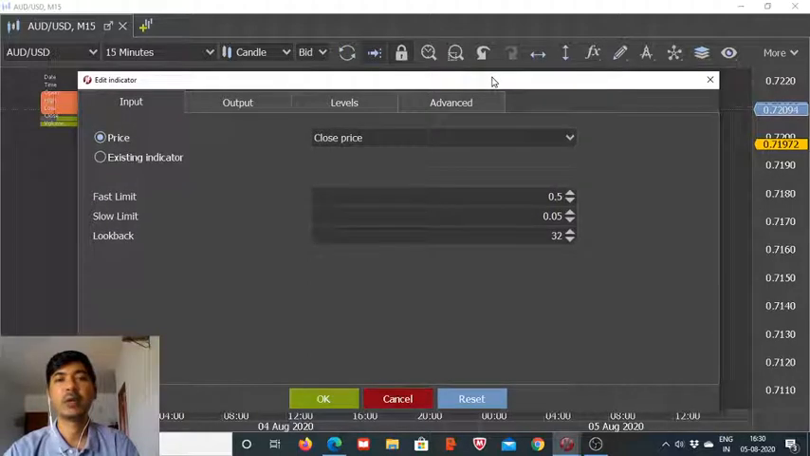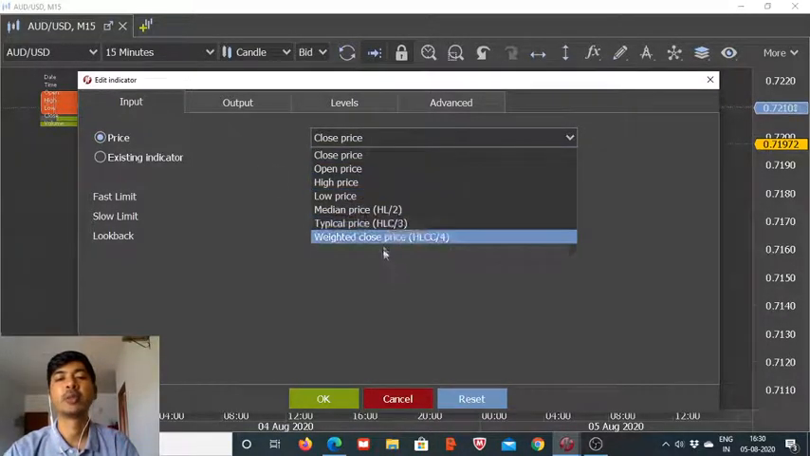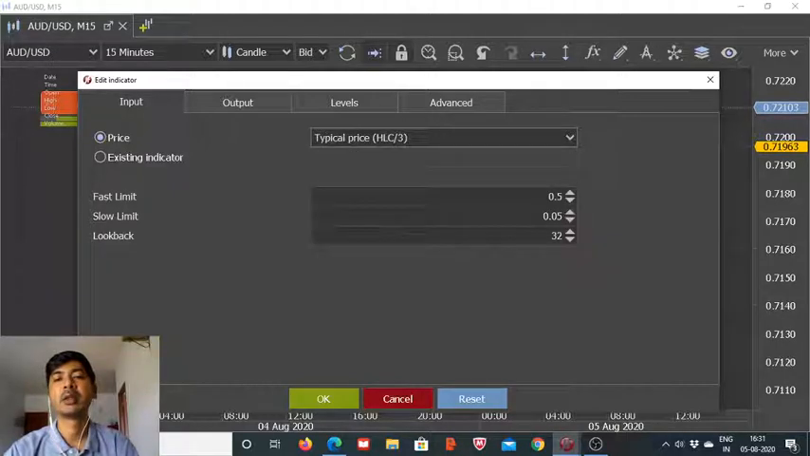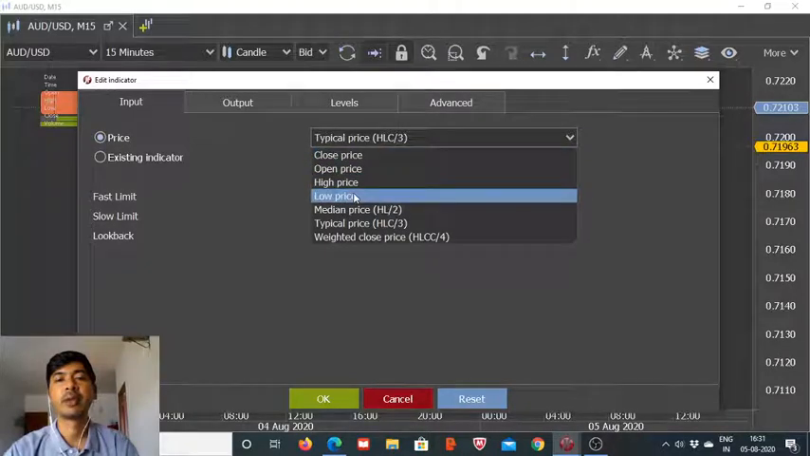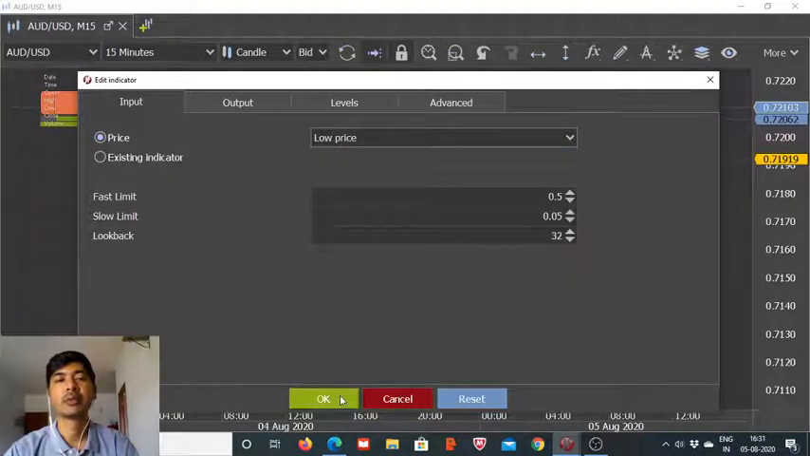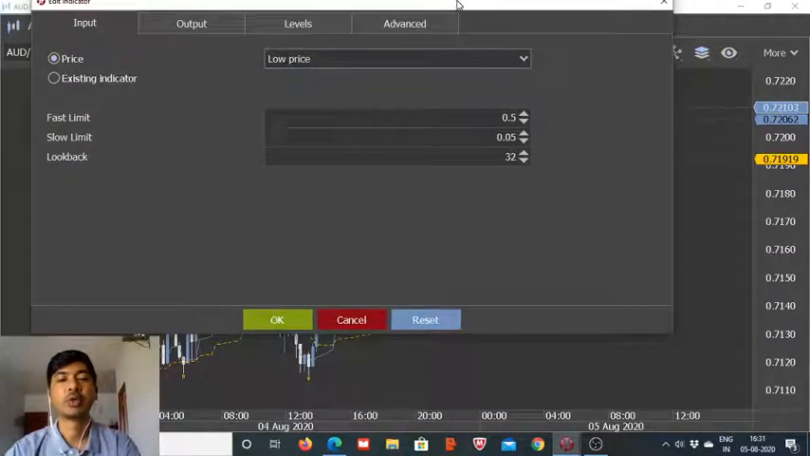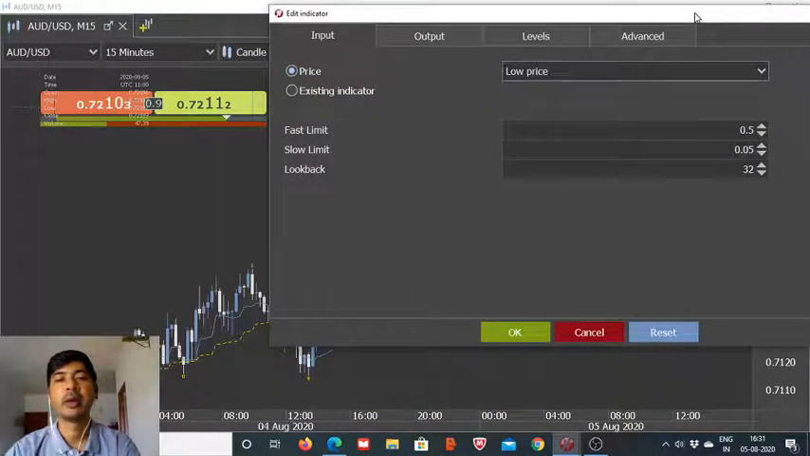Now coming to the close price here, the input is the closing price, which can be changed to any of these options: the typical price, median price, or the weighted close price. For example, let's go with the low price. Now here you can change this, the fast limit as well as slow limit, and let me show you some of the changes that will be apparent as soon as we change the value.